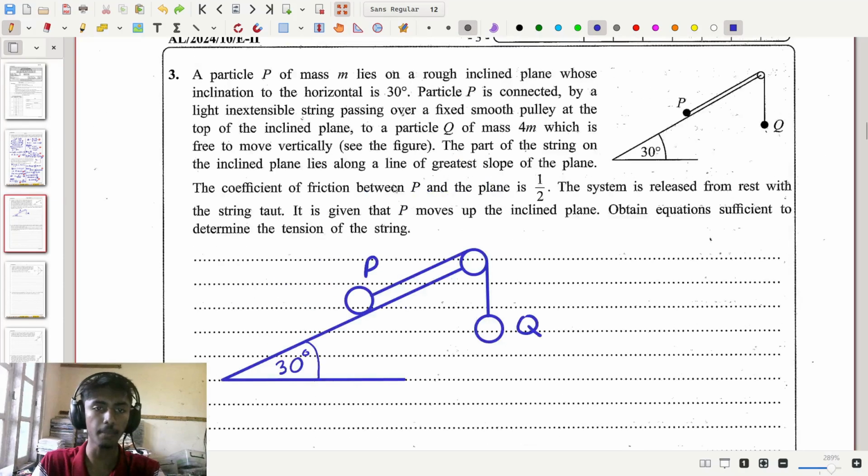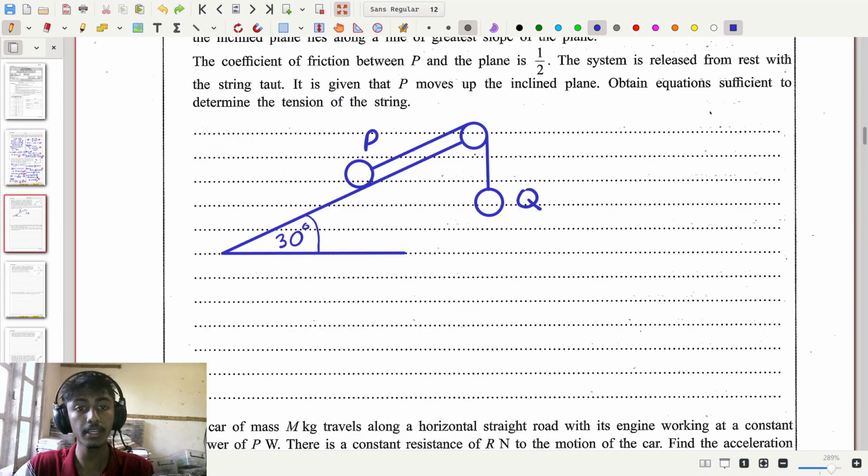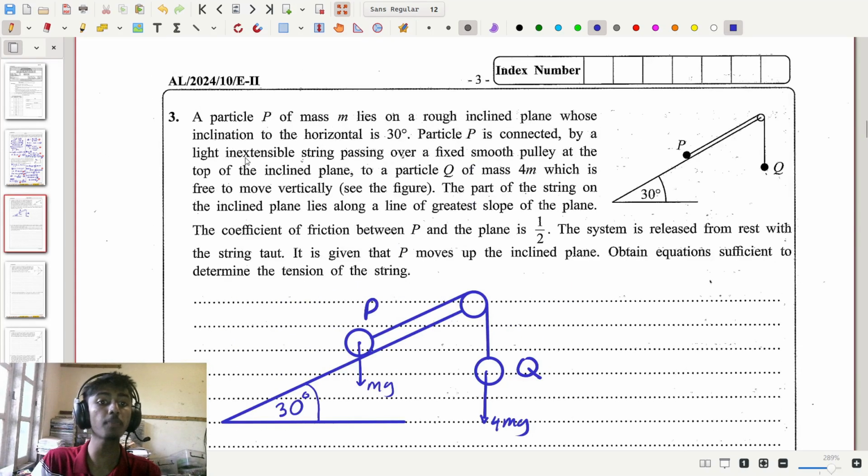Now considering the setup, the first thing we are told is that P has mass m, and later we are told that Q has mass of 4m. So therefore, in this diagram here, the first thing I'm going to mark are the two forces of mass, which is going to be the mass m pulling down with mg here, and the mass 4m here pulling down with 4mg force over here.